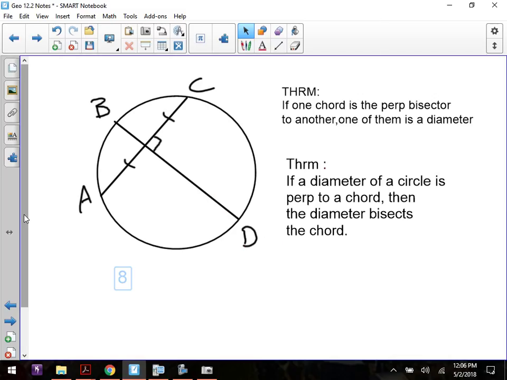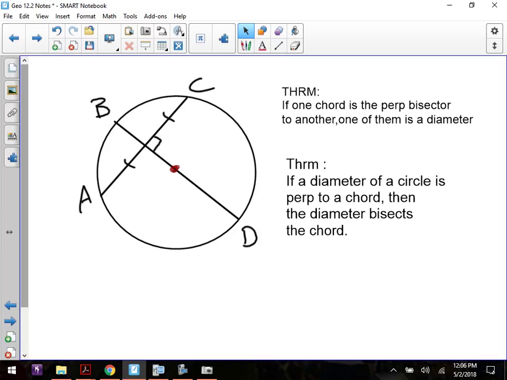So, the other thing that happens, which is also super easy to see, is that if you have a diameter, since the diameter is the largest chord inside of a circle, if the diameter is perpendicular to another chord, that other chord will automatically be bisected. Or you can say it another way: if one chord is the perpendicular bisector of another, then one of them has to be a diameter. Or if the diameter is perpendicular to a chord, it bisects the chord.